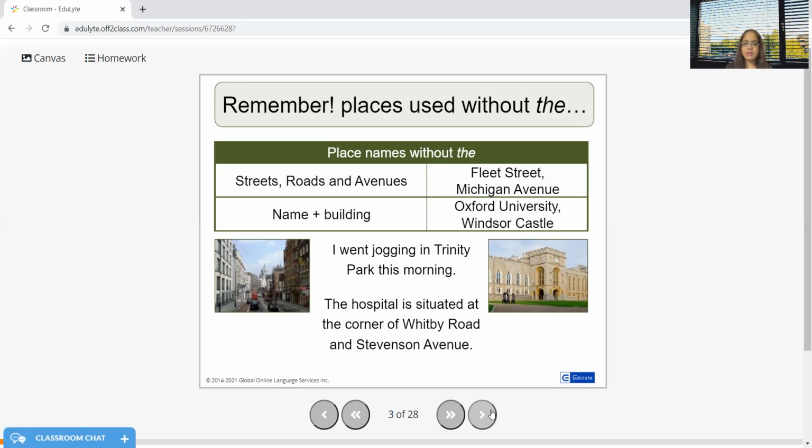I went jogging in Trinity Park this morning. So Trinity Park is the name of a place. The hospital is situated at the corner of Whiteby Road and Stevenson Avenue. So again, these are the names of some places, streets, roads, so we don't have to use any article before them.